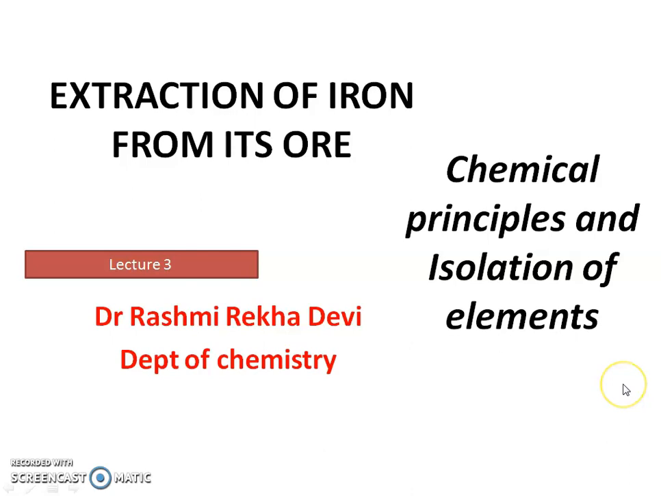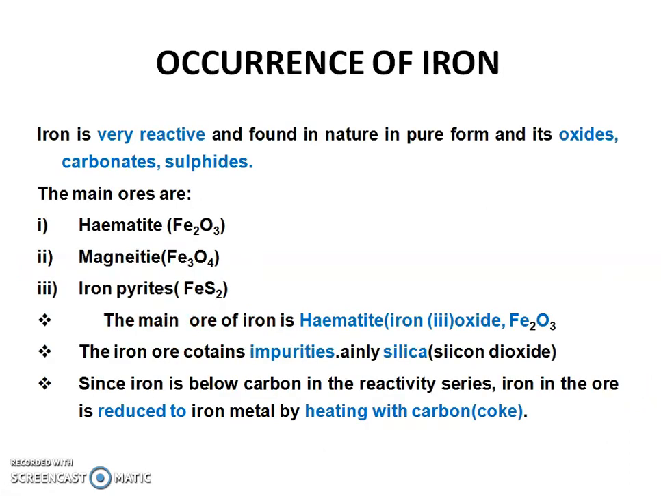As we have already learned about the different methods used for extraction of any metal from its ore, the different steps like crushing and grinding, concentration, then formation of metal oxide, then the reduction of metal oxide to form metals, and then the refining of crude metal to form pure metal. Today we'll try to discuss completely the process of extraction of iron.